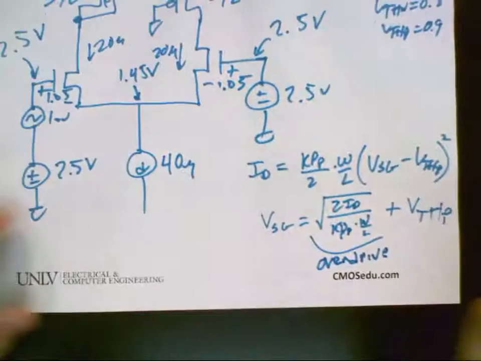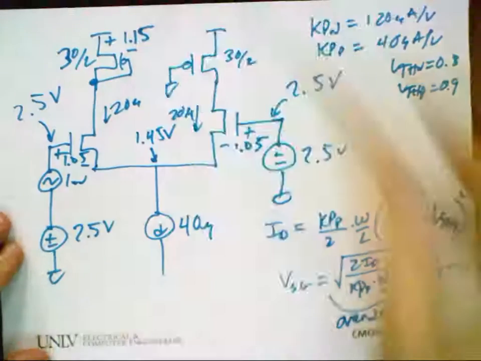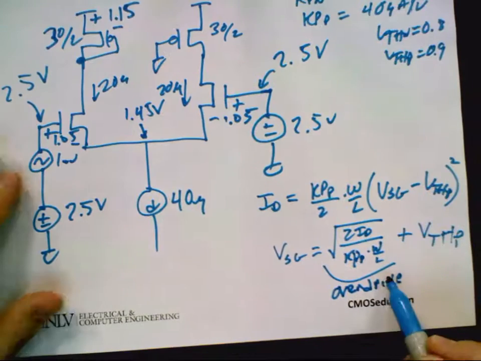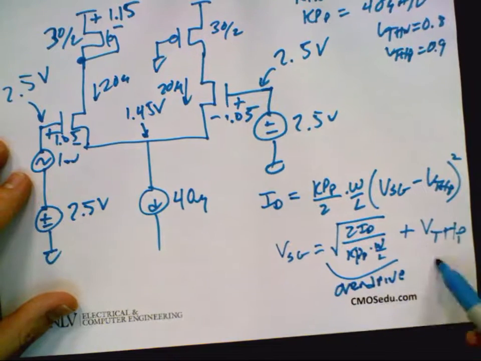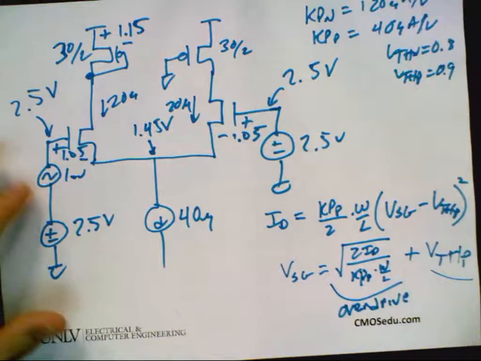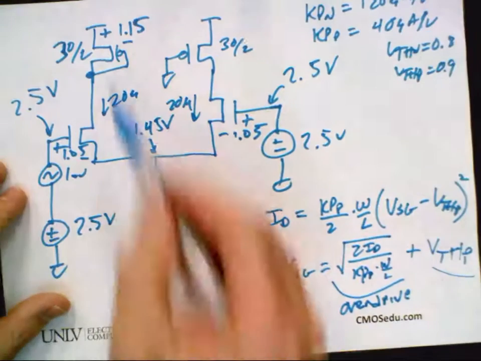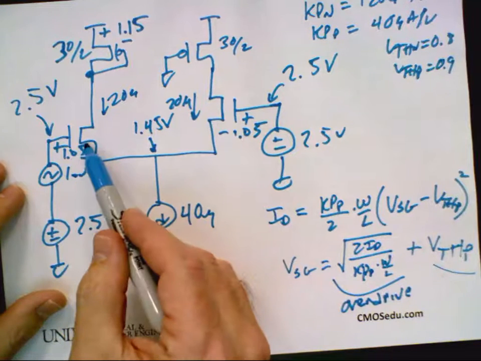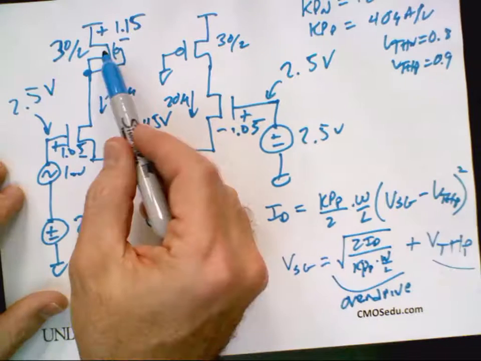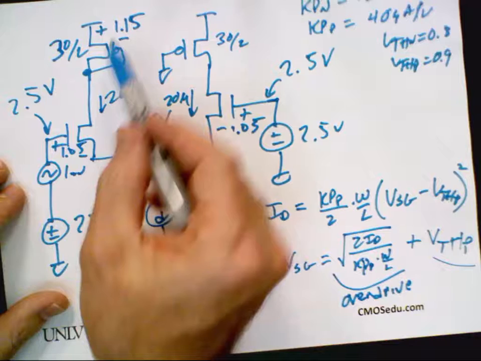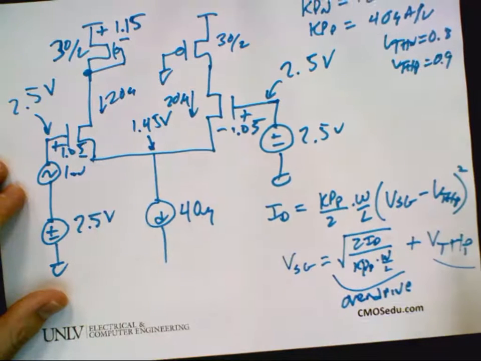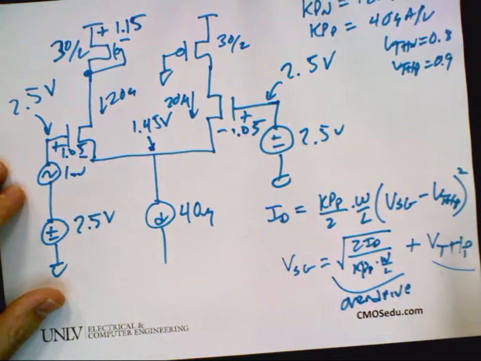Why is this thing not zoomed out far enough today? This is overdrive, or excess gate voltage above the threshold voltage. And it's 250 millivolts for both of these transistors, except this one has a 0.8 volt threshold and this has a 0.9 volt threshold. That's why this is 1.15 and this is 1.05. Any questions?